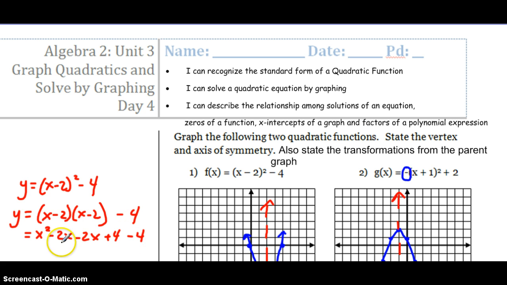Then we can combine like terms. So x squared minus 4x, and then 4 minus 4 would be 0. So this equation is the standard form of number 1. Okay, so we can see this equation written in vertex form or standard form.